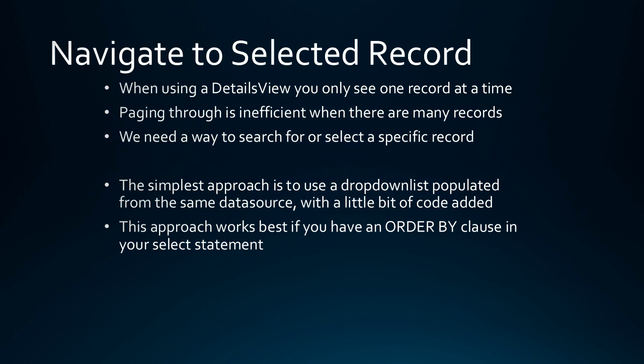If we use a drop-down list populated from the same data source, then there's a real easy trick. It's incredibly easy to do, it's just not usually very practical. But I kind of like showing this just because it's a fun introduction to the concept. Just a little bit of code added allows us to do this quite simply. It only really works well if we have an order by clause in our select statement to begin with.